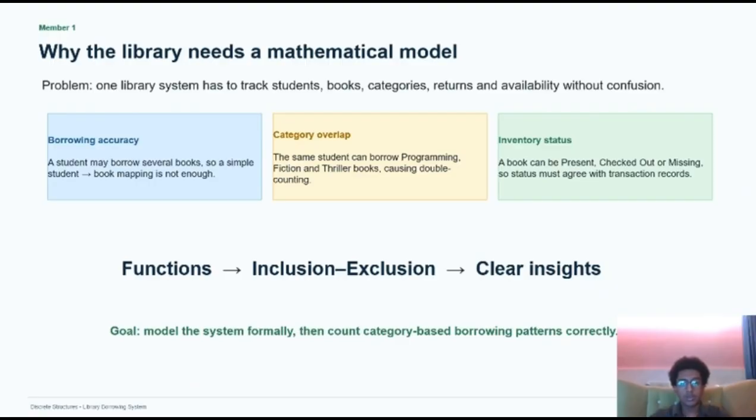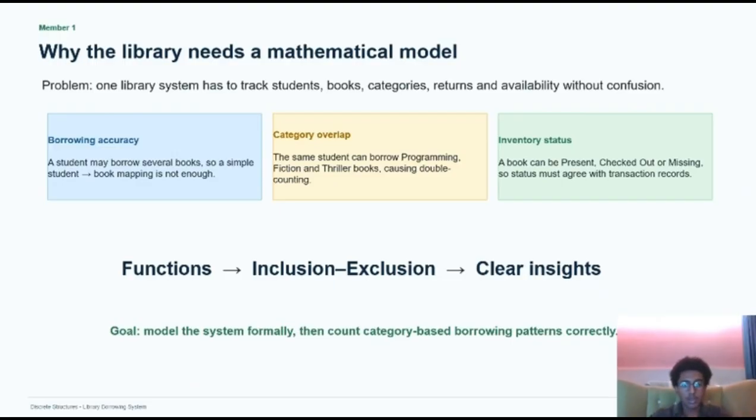Our scenario is based on a university library system that manages students, books, book categories, borrowing transactions, return records, and book availability. The main problem is that a library needs to keep accurate borrowing records. A student may borrow more than one book, and books can have different statuses such as present, checked out, or missing. If the system is not properly organized, it may be difficult to know which student borrowed which book, whether the book has been returned, or whether a book is missing from the shelf.